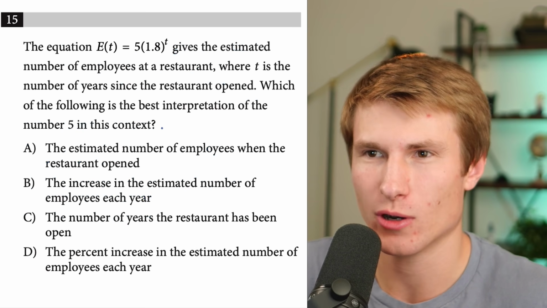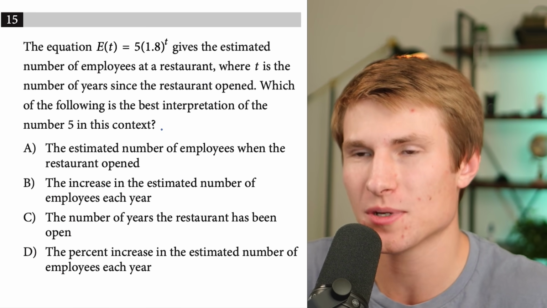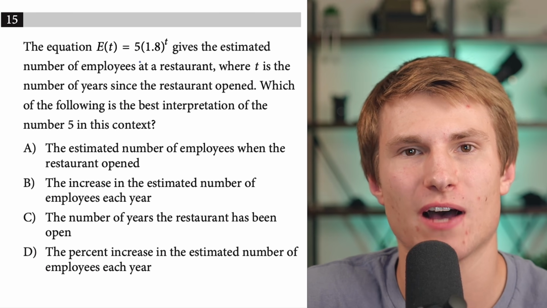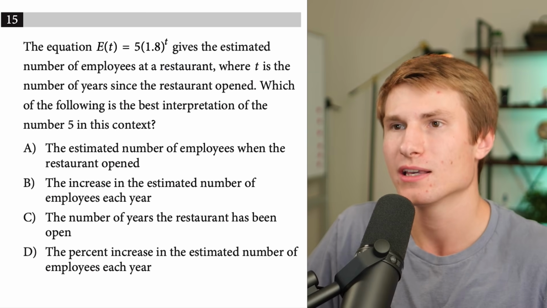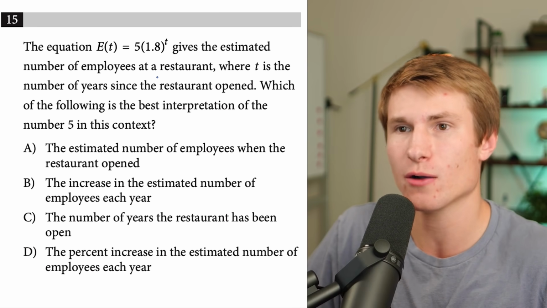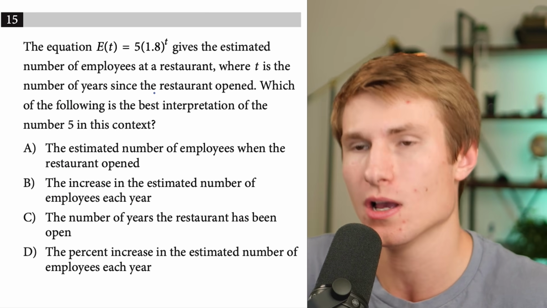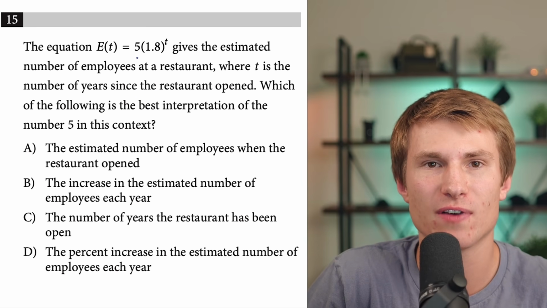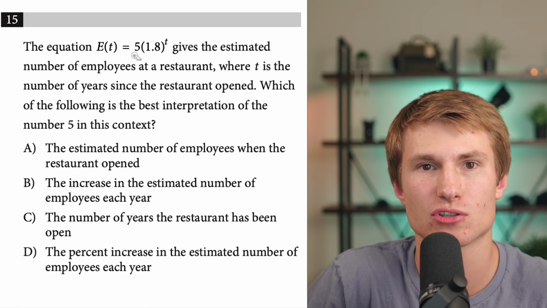Here's how to answer this question that asks about the exponential growth formula on the SAT. Question 15 states the equation E of t is equal to 5 times 1.8 to the power of t gives the estimated number of employees at a restaurant where t is the number of years since the restaurant opened. Which of the following is the best interpretation of the number 5 in this context? The number 5 is our initial value. It is our starting value.